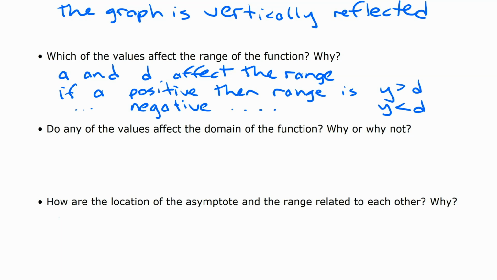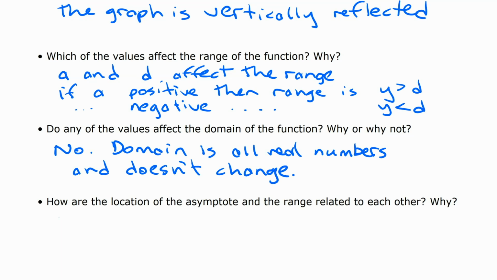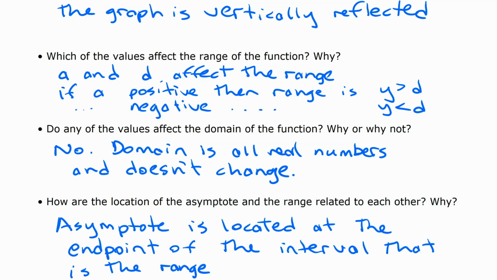Do any of the values affect the domain of the function? Well, no. The domain is always all real numbers and doesn't change, because for any exponential function, you can substitute in any x value you want. And then lastly, how are the asymptote and the range related to each other? Well, the asymptote is located at the end point of the range, right? That's the boundary of where the graph is on one side or the other. All right, so that's a look at transformations of exponential functions.